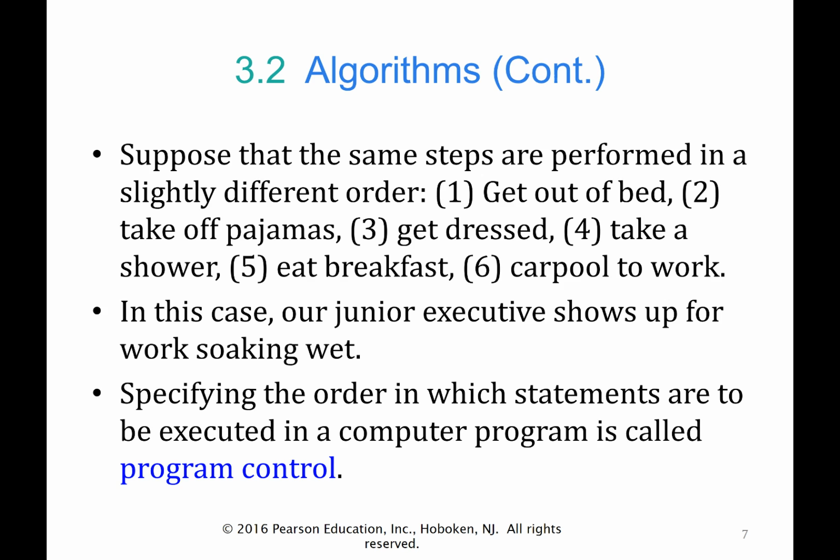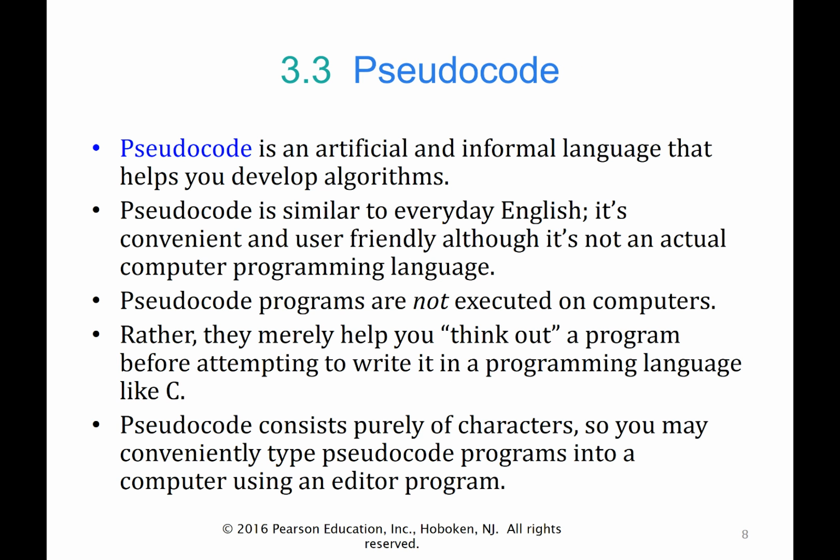If we're writing a program that controls a robotic arm and we tell it to move from point A to point B, and it takes 4 seconds for that to happen, then we have to put that 4-second delay in there. So we have to specify the order in which they happen.